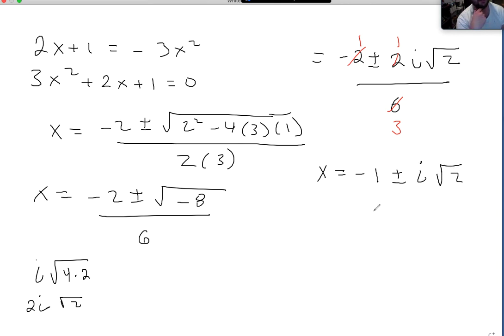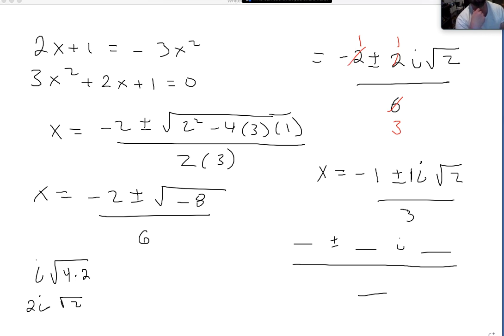When you went to type that answer in the answer box, though, there is actually a slot right there. So you would need to type that 1, as I'm looking at it, and then that's all over 3. And so the way the answer box looks is line plus or minus line, i, line, all over line. So if you're trying to enter this, this would be negative 1 plus or minus 1i square root 2 over 3.